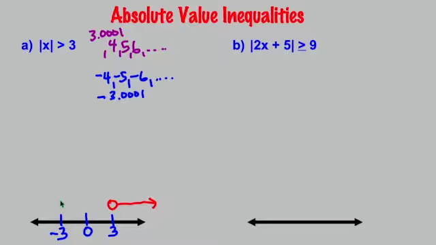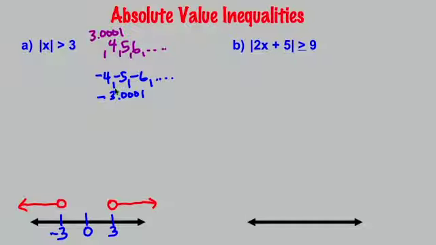And likewise, anything less than -3 would work too. So that's going to go this direction. So really, almost any number would work here except for the numbers in between -3 and 3. And let's go ahead now and take a look at a second variety here, a little more complicated.